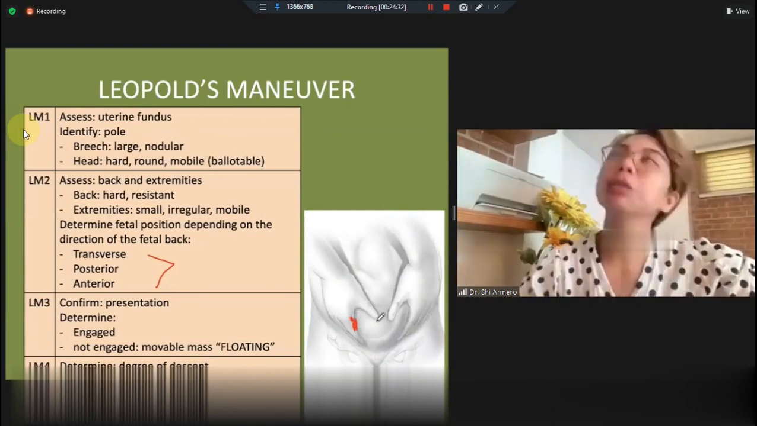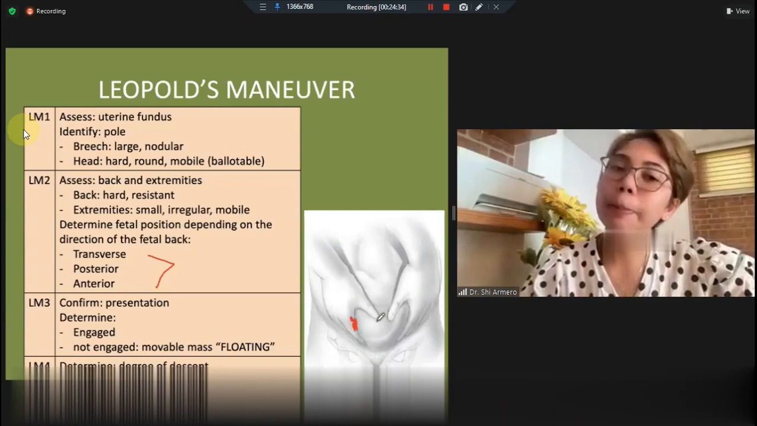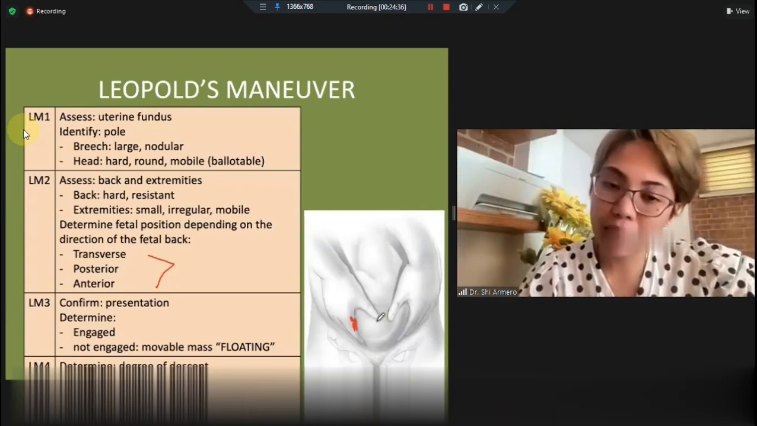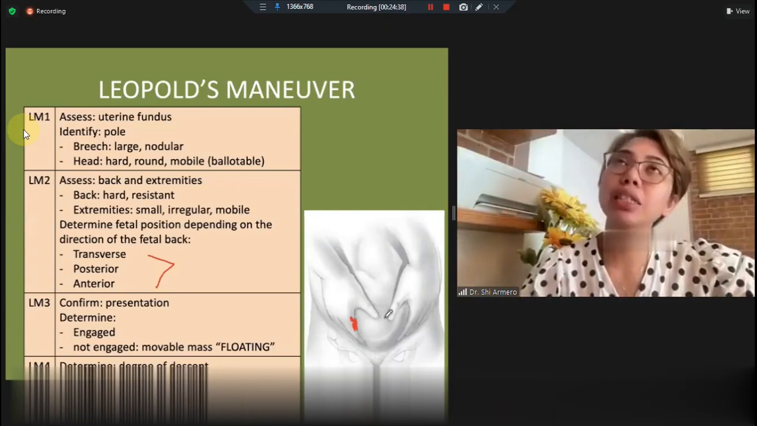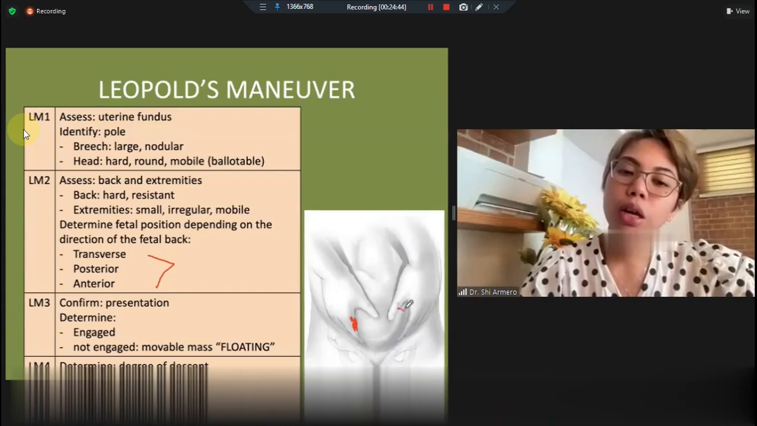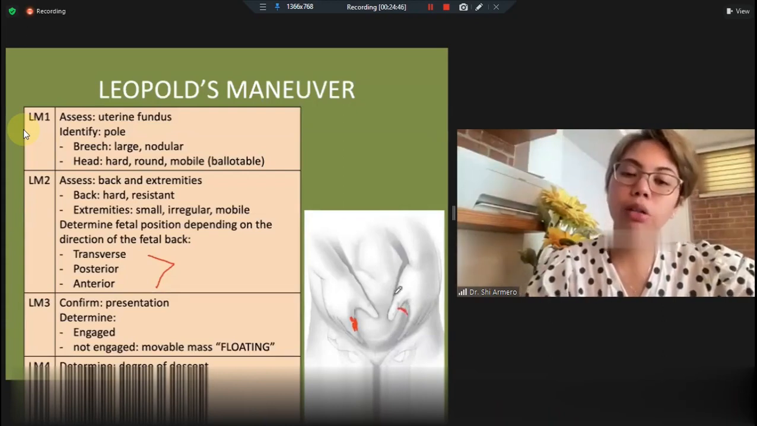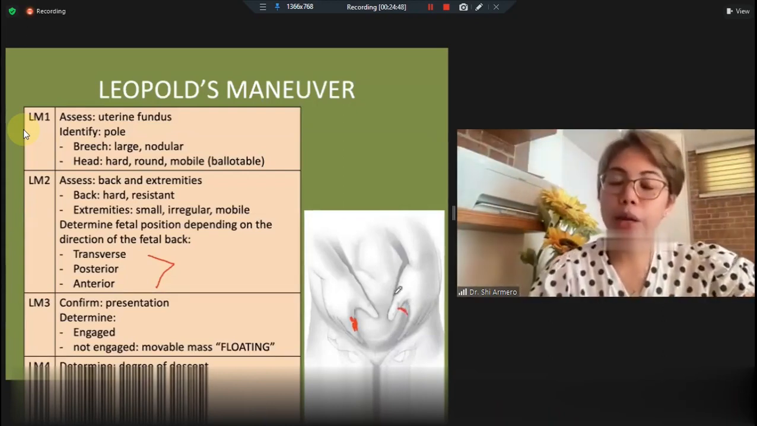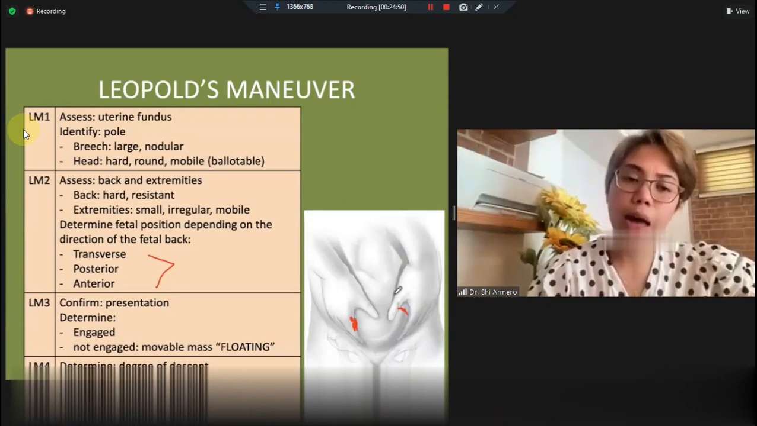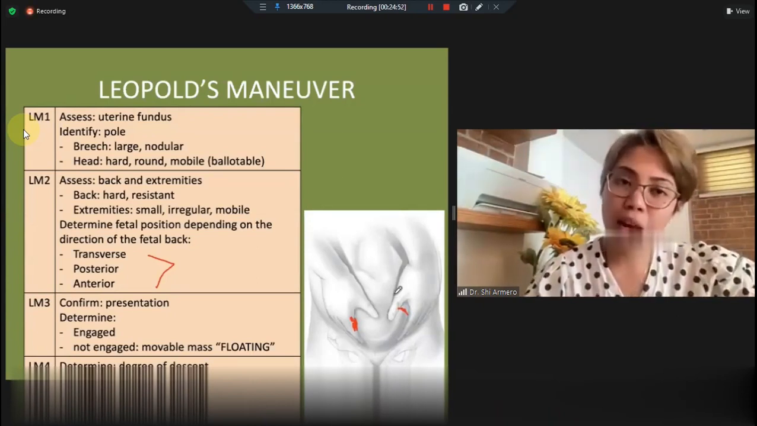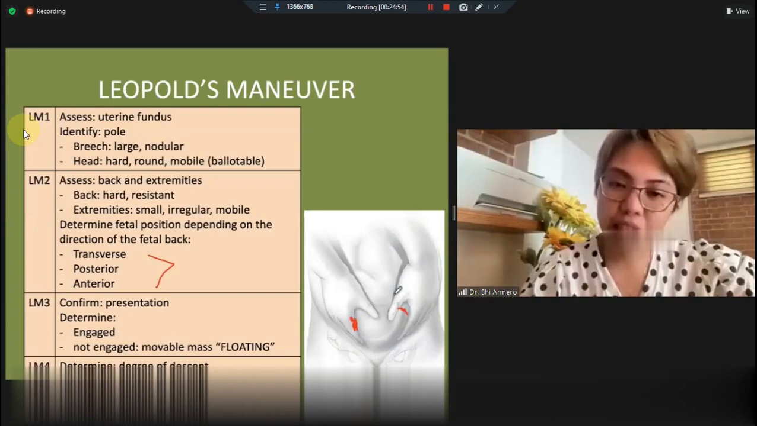However, in a face presentation, the cephalic prominence is on the same side as the back, because the baby is hyperextended. So here is the cephalic prominence, similar to the fetal back. So if the cephalic prominence is on the same side as the fetal back, likely we are dealing with a cephalic presentation but face variety.